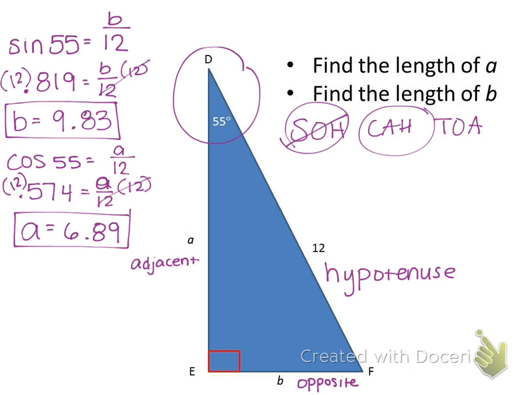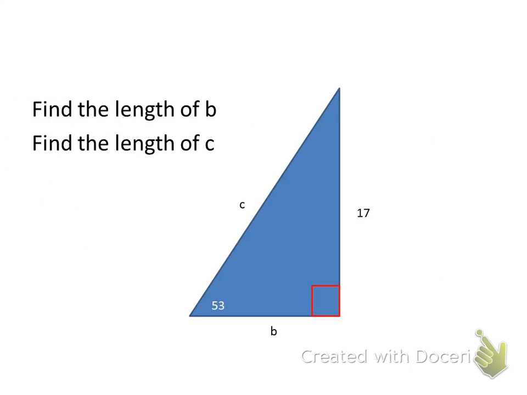Okay? And last but not least, let's do one more of these. First of all, the angle measurement that I have is 53 degrees. And I'm going to do everything based off of that angle. So let's label our sides looking from the viewpoint of the angle that has a measurement of 53 degrees. Which one of these sides is our hypotenuse? C.